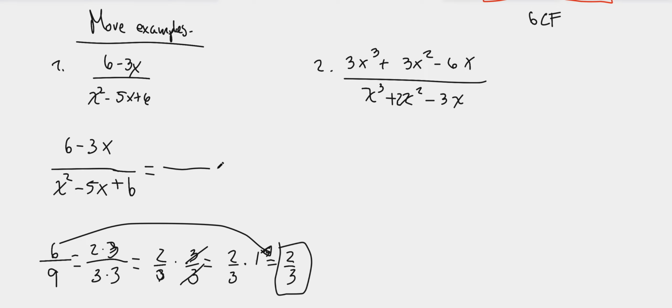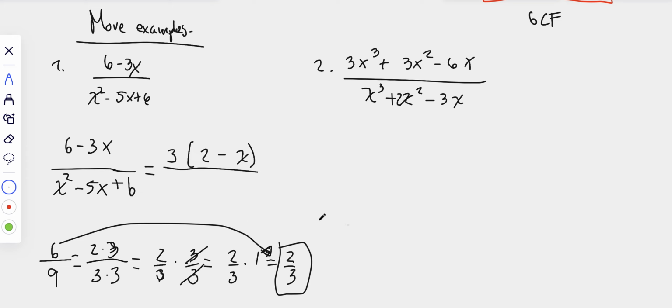So let's start with the numerator, 6 minus 3x. The greatest common factor of 6 minus 3x, that will just be 2. Sorry, not 2, 3. 3 will be the greatest factor. If I factor out a 3, I'm left with 2 minus x.